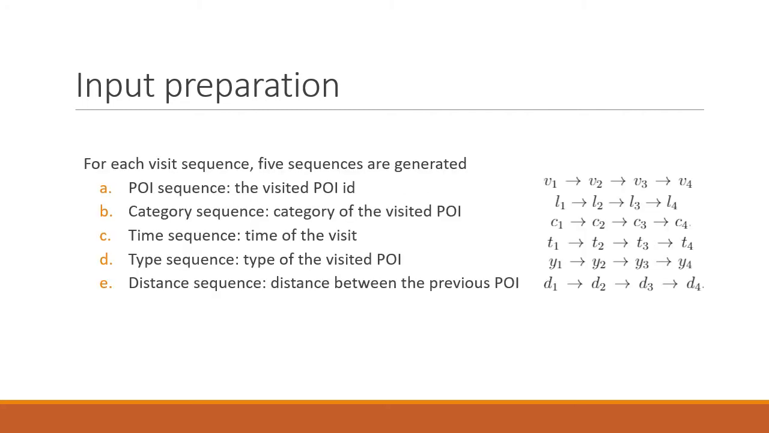For a visit sequence V1 to V2 to V3 to V4, 5 parallel sequences are generated. The POI sequence records the category of the visited POI. If the POI is collective, there is no single category, so we replace it with a category distribution within the collective POI. The time sequence records the time of the visit. The type sequence records whether the POI is a collective or an individual POI. The distance sequence records the distance between the current POI and the previous POI.